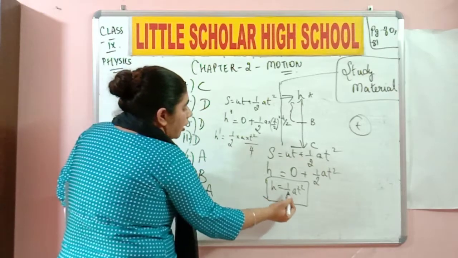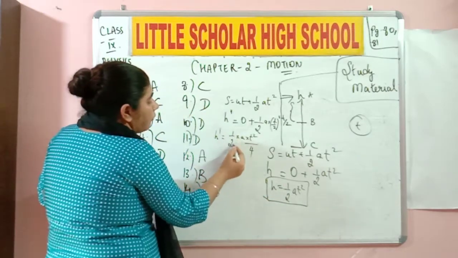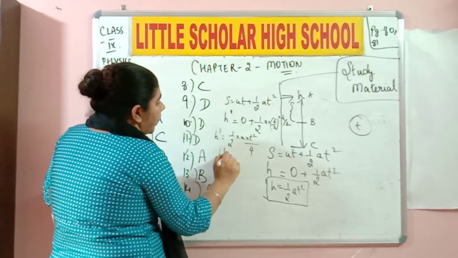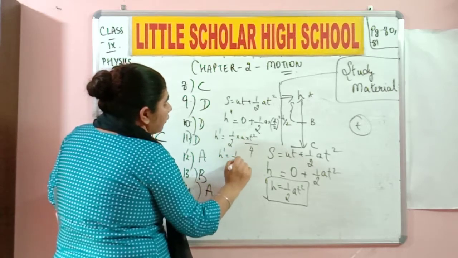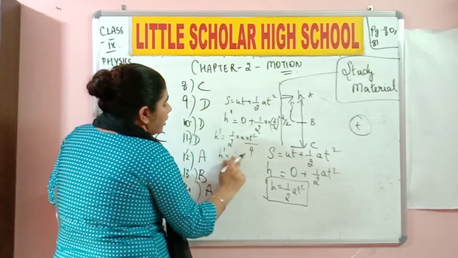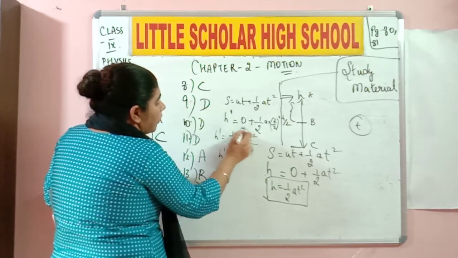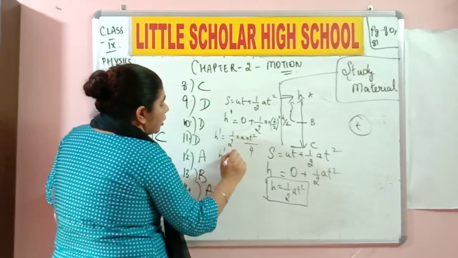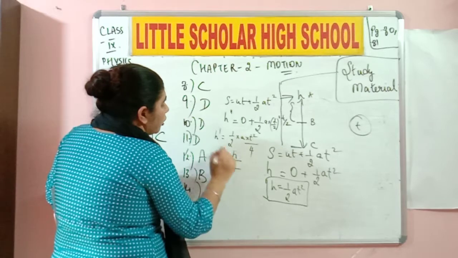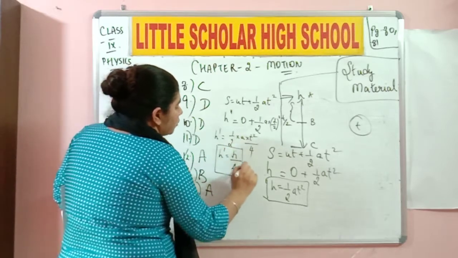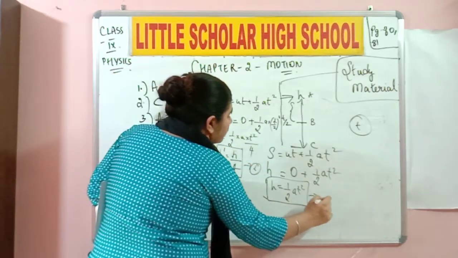Now, can you see this? h is equal to half at square. Now you have half at square over here. So h dash can be written as, in place of half at square, you can write h. You can write h by 4. So this is your equation number 2. This is your first equation.